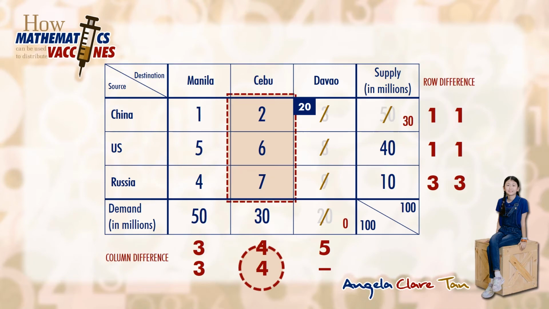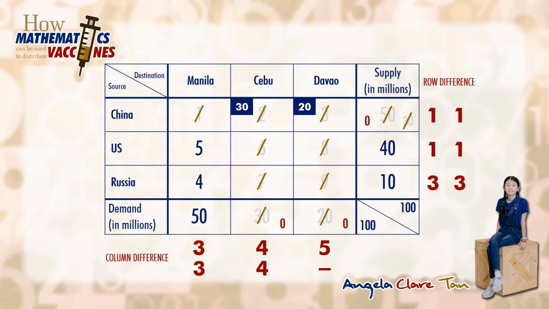From that column, we allocate the cell with the least cost, which is 2. Compare the demand and supply. Since the demand and supply are both 30, we allocate 30. And then cancel the row and column since 30 minus 30 equals 0. Now there's only one column. Since we only have one column left, we no longer need to get the row difference.